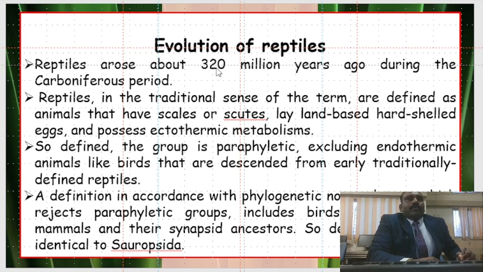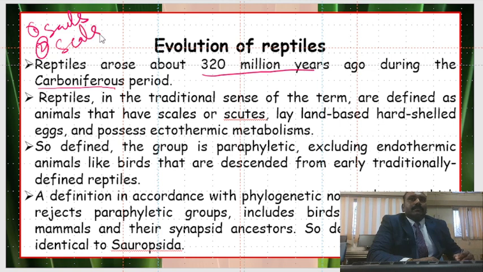The reptiles arose about 320 million years ago during the Carboniferous period, and the Carboniferous period itself is located in the Mesozoic era of the geological time scale. Again, it is very important to express the common characteristics of the reptiles. The reptiles have two most important characteristic features: one is the presence of scutes, and the second one is scales.